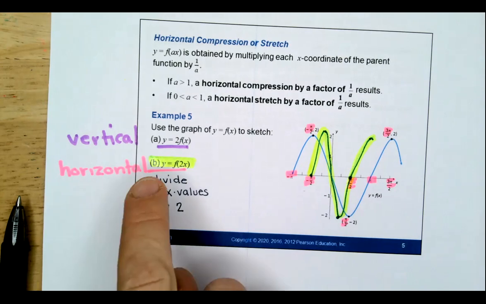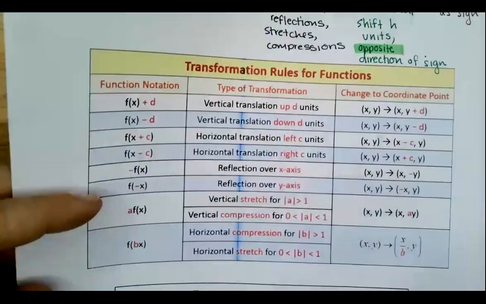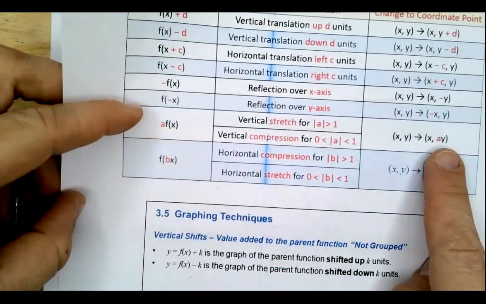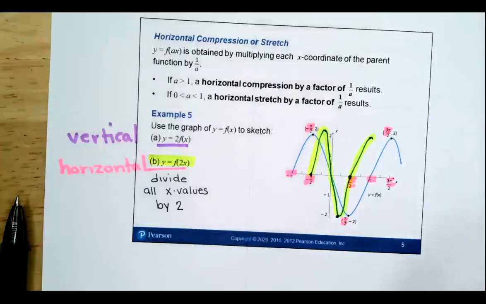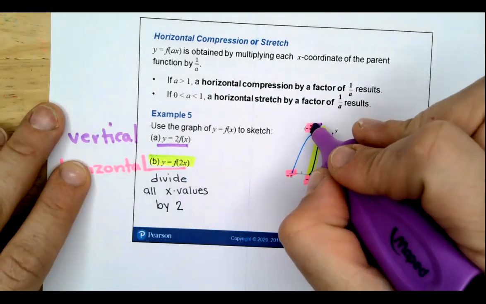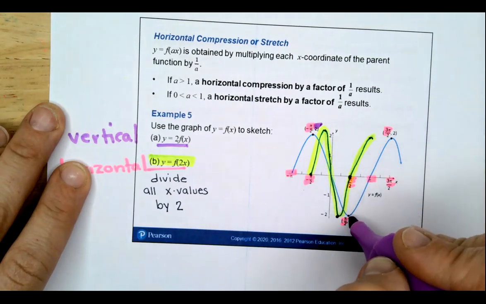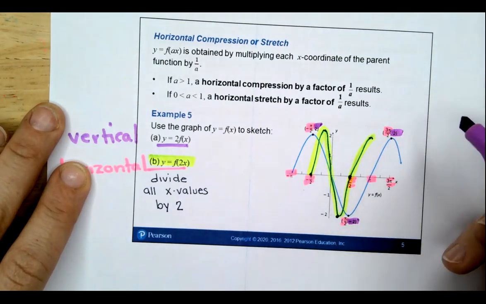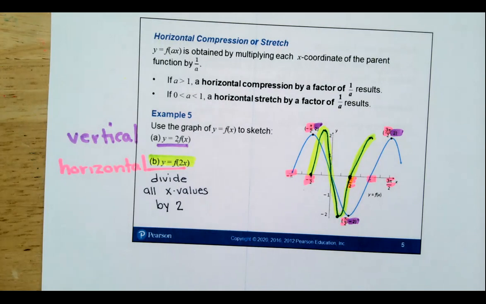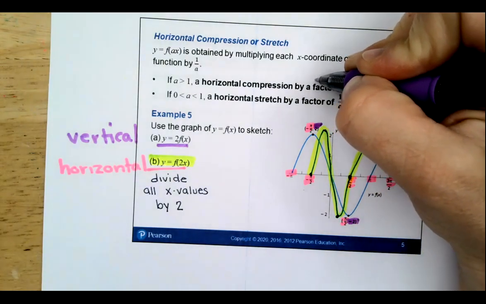Now 2f of x, vertical, what does that mean? The 2 is outside of the f of x, just like the a, and so we're going to multiply y by that a. So now all our y values get multiplied by 2. Vertical means our y values, so that 2 is going to get multiplied by 2. That negative 2 is going to get multiplied by 2. I guess that's all we've got is a 2 and a negative 2. That 2 is going to get multiplied by 2 and become a 4.